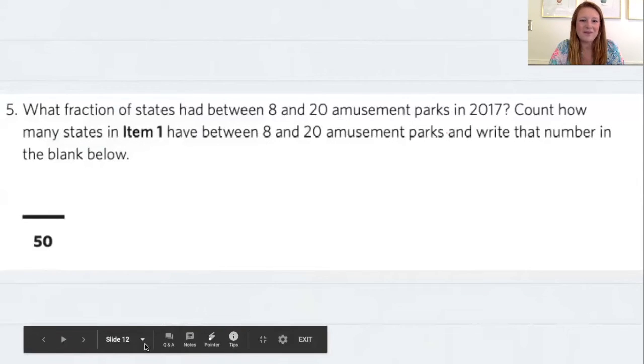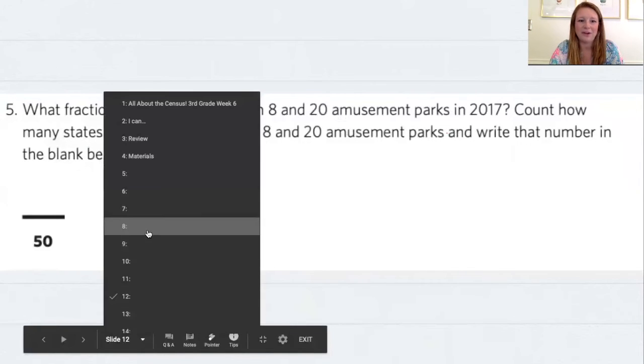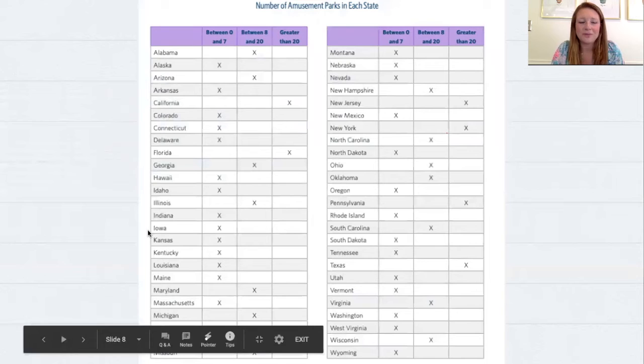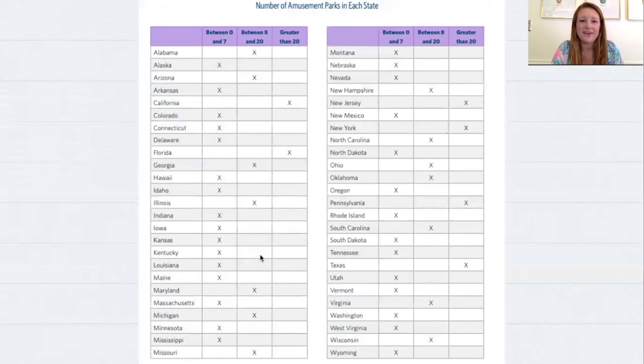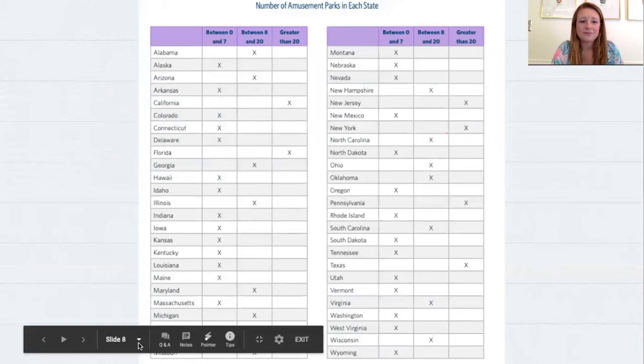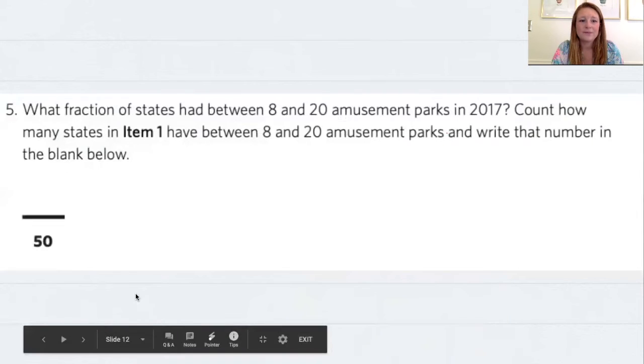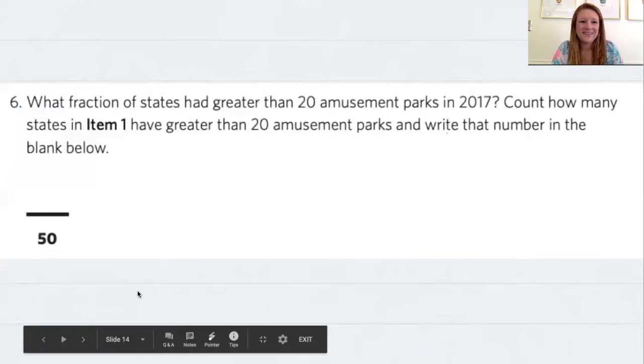Now we're going to do the same thing, but we're going to look at the fraction of states that have between 8 and 20 amusement parks. So using the same chart, I want you to go ahead and pause your screen and count how many states had an X in this column. If you said 14, you are correct.